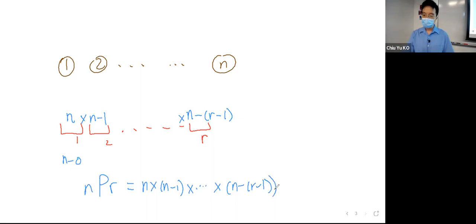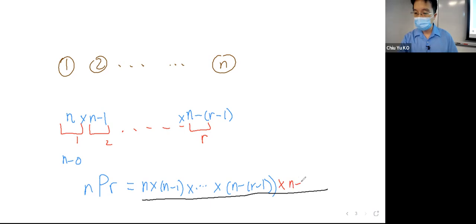Okay, and here we write it in an easier form. Why? Because let's consider the following to make our life easier. We multiply this, we continue to multiply by n minus r, and keep going on down to 1.